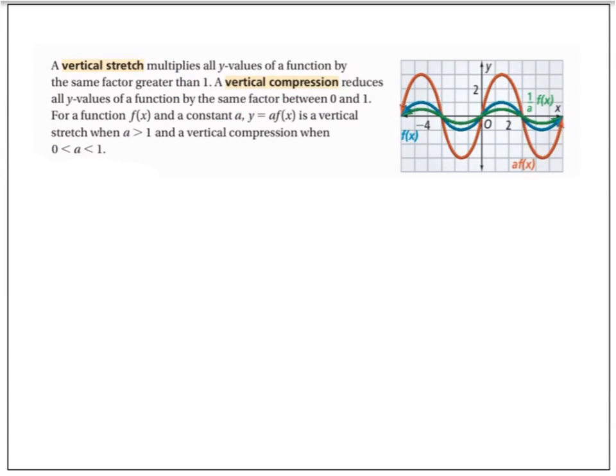A vertical stretch multiplies all y values of a function by the same factor greater than 1. A vertical compression reduces all y values of a function by the same factor between 0 and 1. So basically, a vertical stretch means you're multiplying by something greater than 1, maybe 2, 3, and so on. A vertical compression means you're multiplying by something such as a fraction or a decimal that is less than 1.